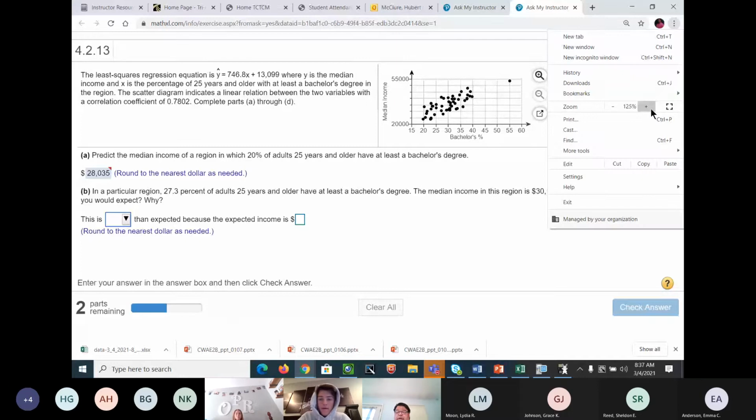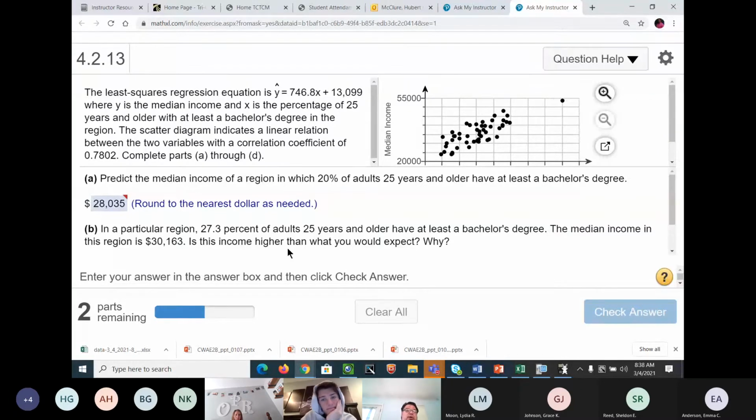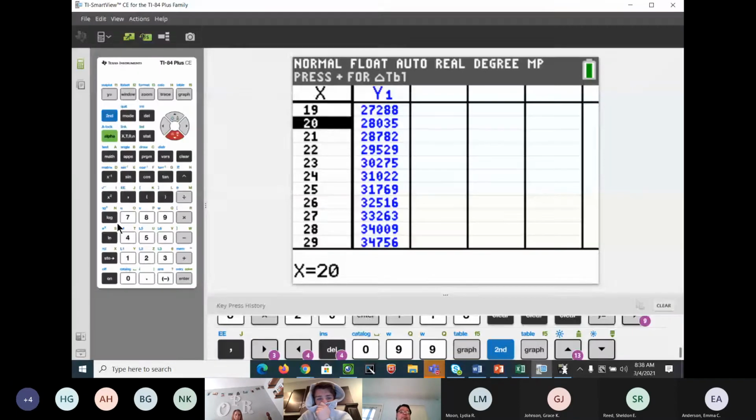All right, now that we got the right formula down: in a particular region, 27.3% of adults, 25 and older, have a bachelor's degree. The median income in the region is 30,000. Is this income higher than what you would expect? So they want to know 27.3. Now you can do that with the calculator. You'll have to go to second table set, and change this to 0.1 and go to table.